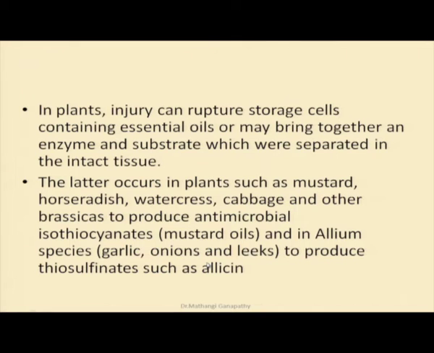Here what you are seeing is an evolutionarily important issue. If there is a scratch or an injury or a break, then the plants will release these essential oils, either because of the rupture or because the enzyme and substrate, which were separated in the original tissue, got together because of the injury. This in turn will act as a protective layer against microbial growth.